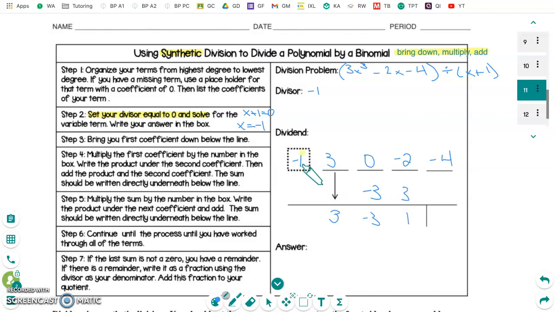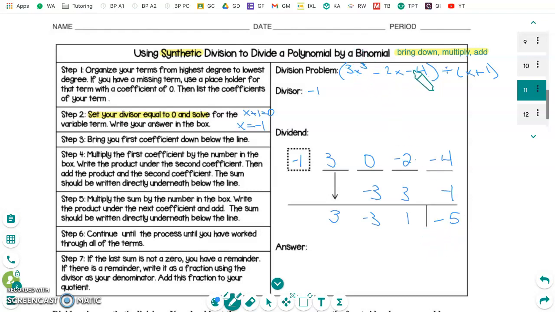We're going to multiply negative 1 times 1, which is negative 1. And we're going to add these two, and negative 4 and negative 1 is negative 5. See, yesterday people were making mistakes all over the place with subtracting. Nobody makes mistakes with adding. That's why this is easier.